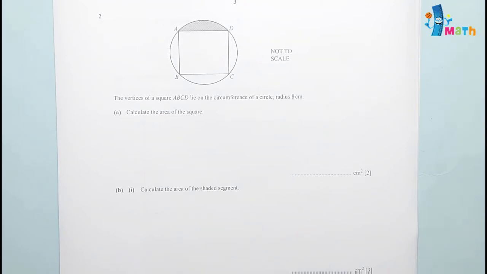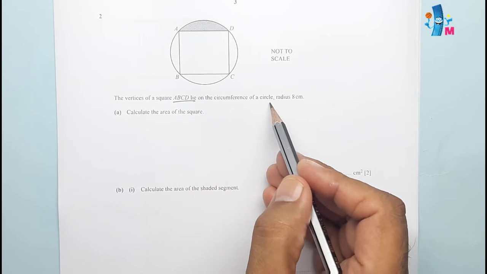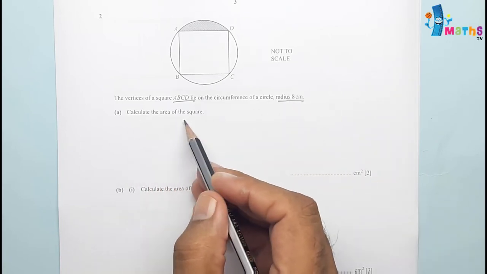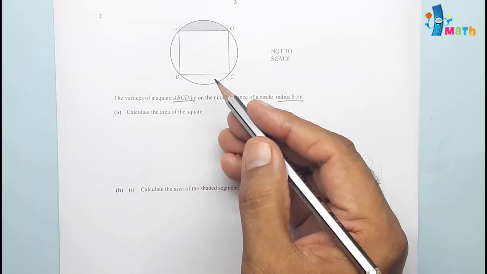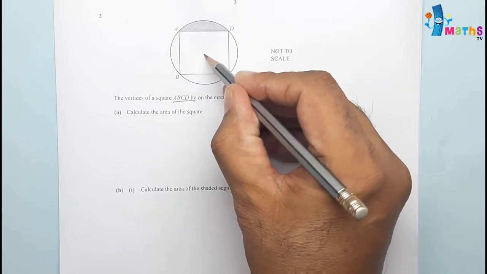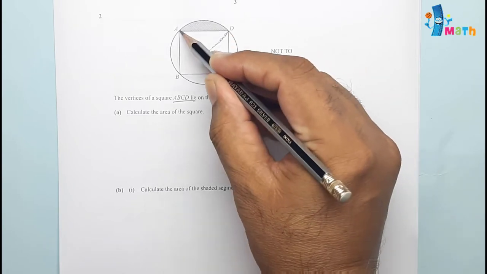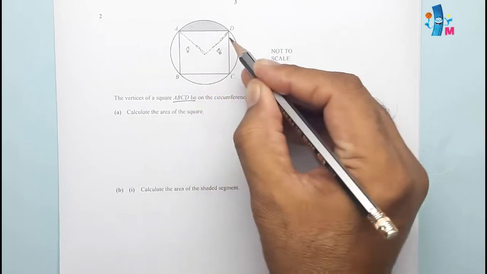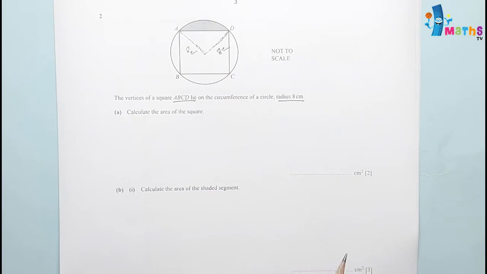Second question: the vertices of a square ABCD lie on the circumference of a circle, radius 8. Calculate the area of the square. So if we draw the radius, this is, suppose, the center, and the radius will be this one and this one as well. So this will be 8 centimeters. This is also 8 centimeters, as mentioned in the question.